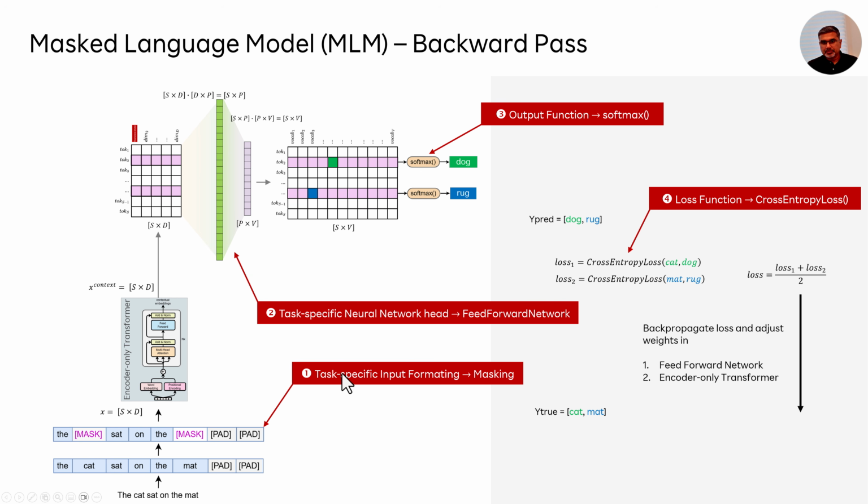So the task specific input format would be what? You just take the sentence as is and you mask a certain number of words in it. You also gather the words that you masked as your ground truth. The task specific training head that you're going to use is a feed forward neural network. It can also be a linear layer. You can choose either of them. A feed forward neural network gives you more weights, so it learns better. So you use a feed forward neural network as your task specific head here. Your output function is your softmax and your loss function is cross entropy loss. So that's all you do for pre-training.